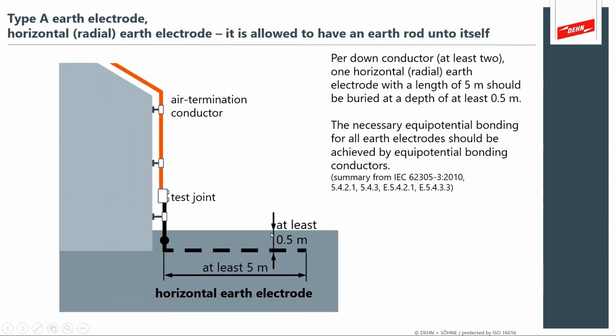So, type A earthing electrodes. There's a lot of information available, and basically what we're trying to do is make sure that we've got a proper earthing connection into the soil that you can then come back and inspect at a test joint.